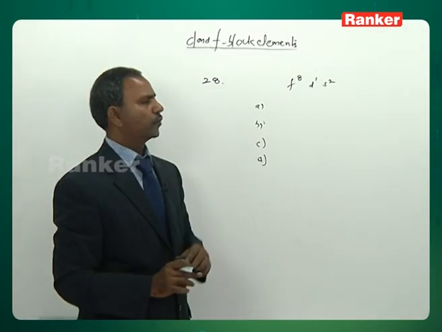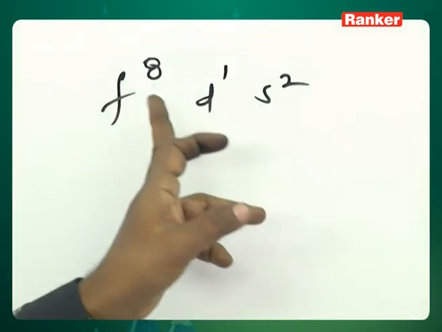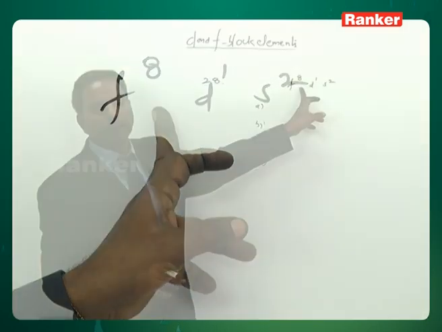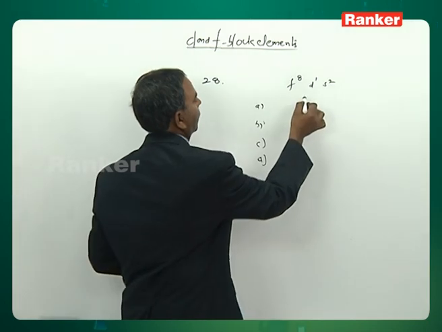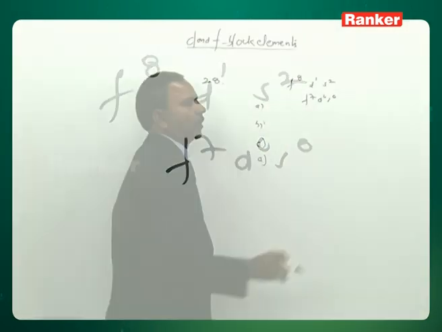How many electrons are lost? 4. 2 from S, 1 from D, and 1 from F. Therefore, the configuration should be F7, D0, S0.